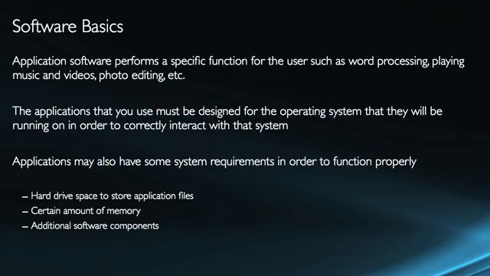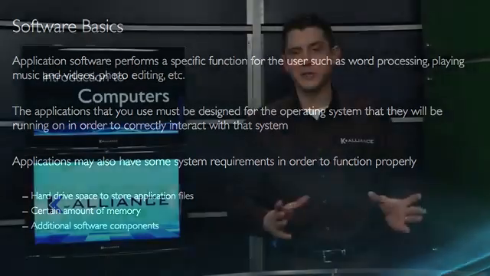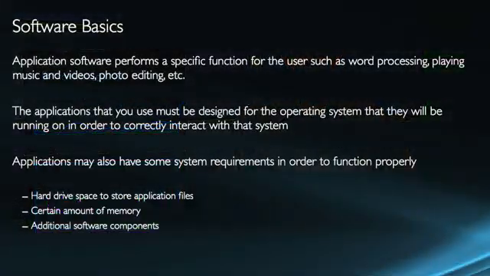These applications have to be designed to work with the operating system that you're using in order to correctly interact with the system. So in other words, I need the operating system, I need Windows, and then I'm going to get programs that are going to perform some specific function that run inside of and are compatible with my version of Windows. Each application, each software program, may have its own system requirements in order to function properly. This may just be an amount of memory or drive space, but it also could include a certain type of video card, a certain connection, those kinds of things.